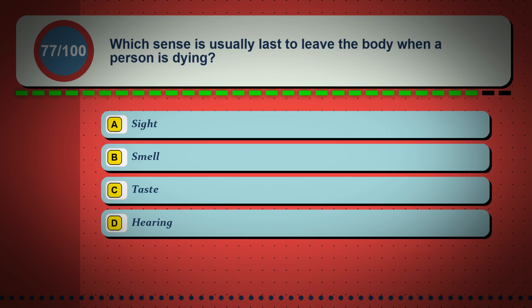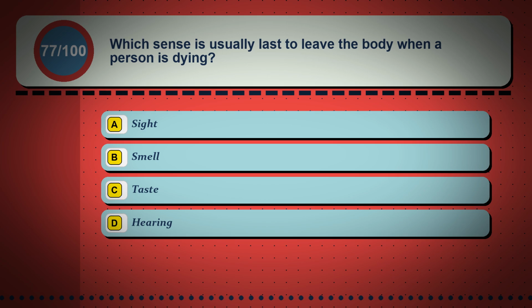Question 77. Which sense is usually last to leave the body when a person is dying? Option A. Sight. Option B. Smell. Option C. Taste. Option D. Hearing.